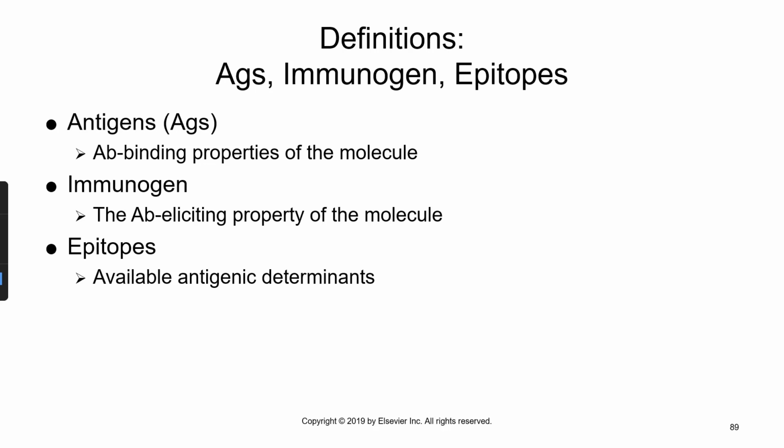So an antigen, again, those are the antibody binding properties of the molecule. So those are the proteins or polysaccharides or different substances that antibodies are actually going to bind to. An immunogen is the portion of that molecule that actually elicits an immune response. It's going to elicit the production of antibodies by B cells. Epitope is available antigenic determinants.